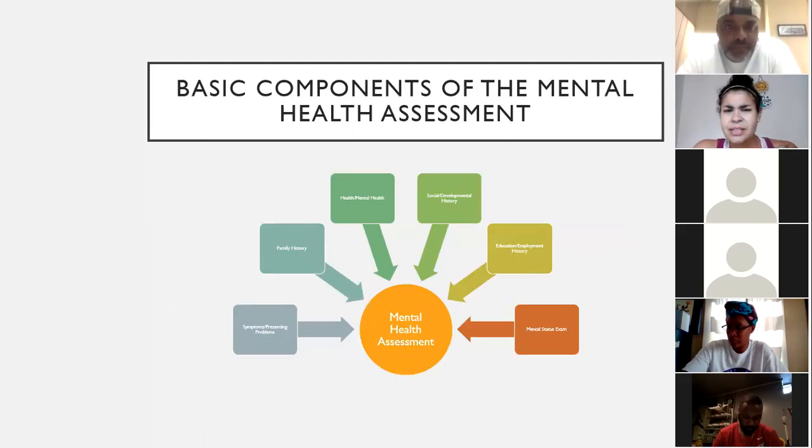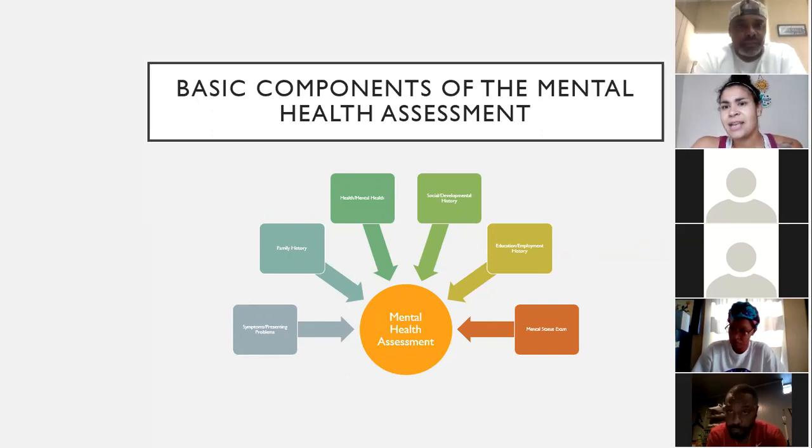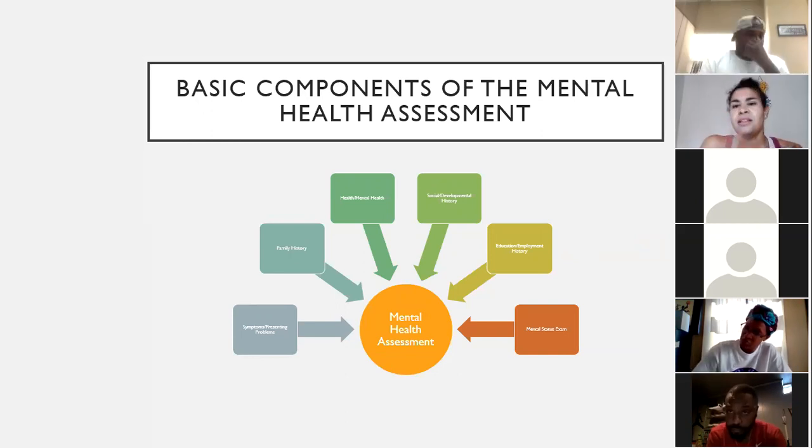So it's a little bit hard to see, but the graphic is basically just all of the things that make up the mental health assessment that I was just talking about: the symptoms, health and mental health history, family mental health history. A lot of this stuff is hereditary as well. And then even a mental status exam, like what state is the client in at the time of the assessment.